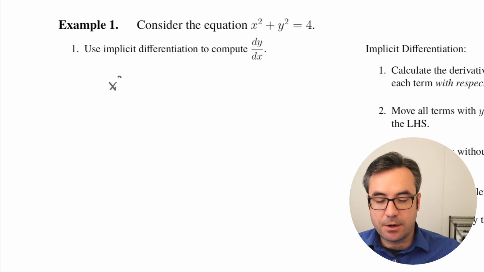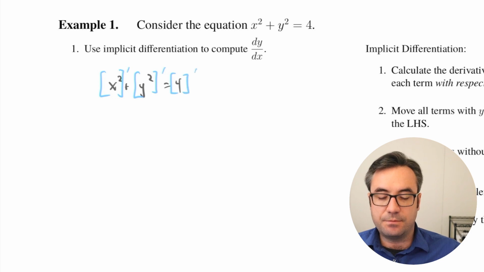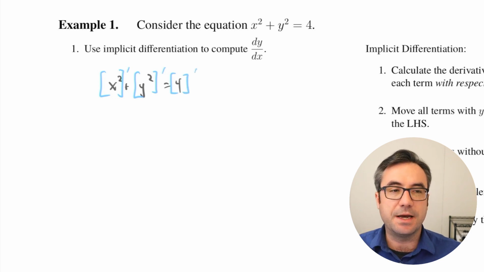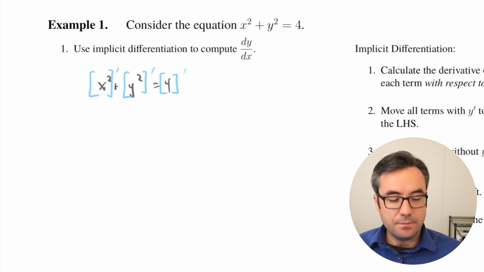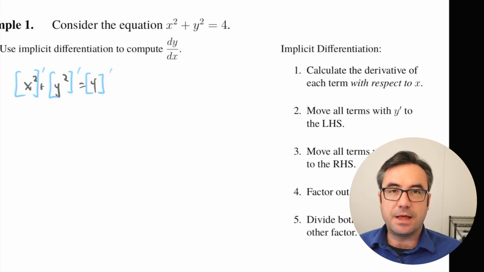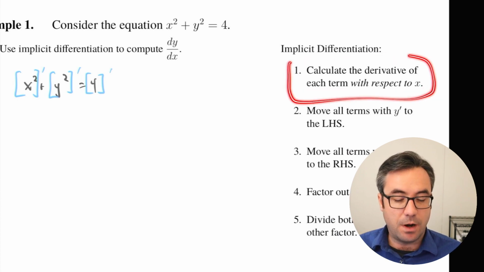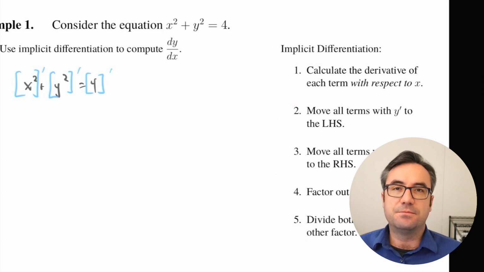So let's start by writing our equation: x squared plus y squared is equal to 4. We're going to apply the derivative to the first term, the derivative to the second term, and basically everything. So we'll also apply it to that 4 on the right. A lot of the calculus work is going to come in step 1, and then the rest of this is going to involve solving for the derivative.